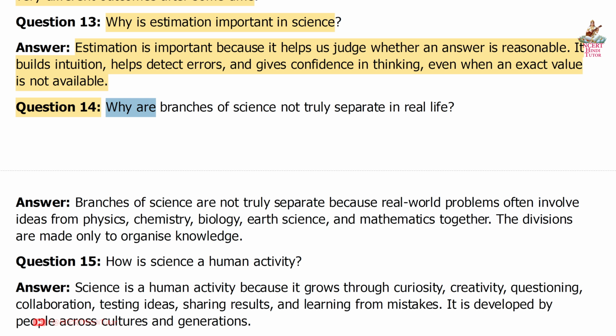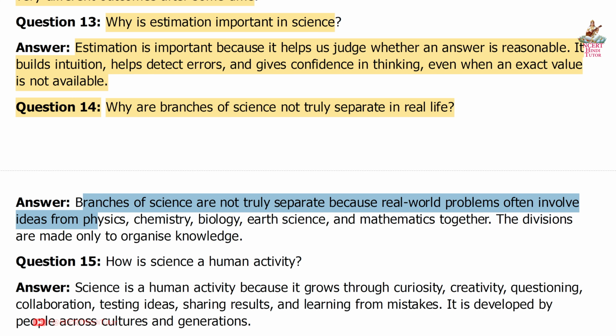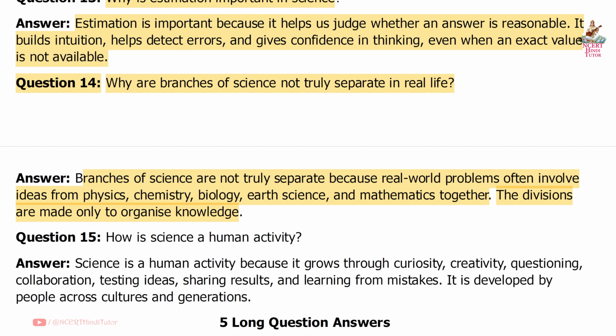Question 14. Why are branches of science not truly separate in real life? Answer. Branches of science are not truly separate because real world problems often involve ideas from physics, chemistry, biology, earth science, and mathematics together. The divisions are made only to organize knowledge.